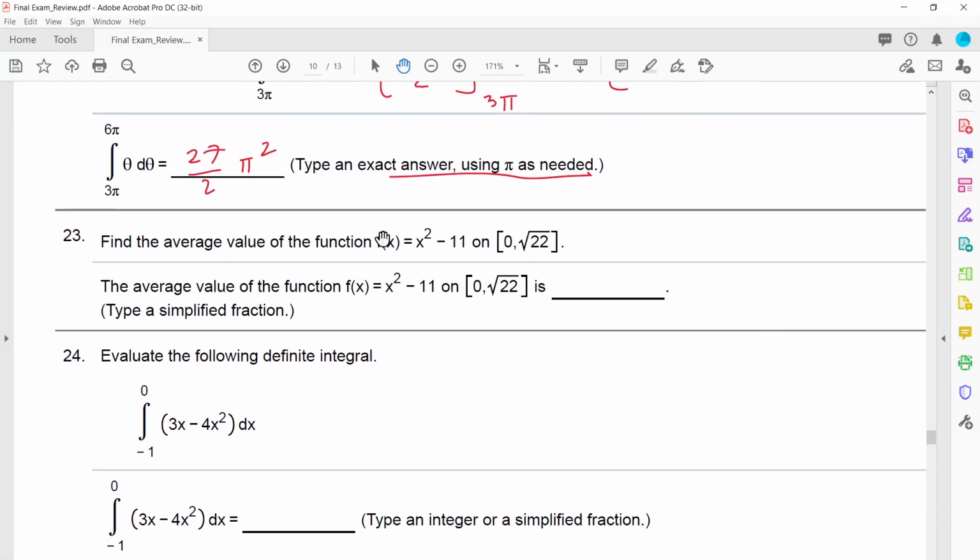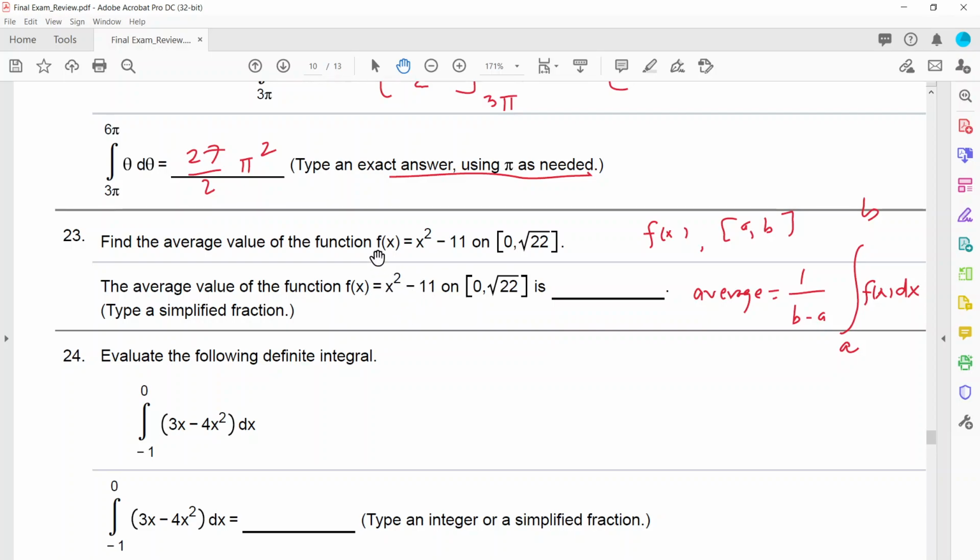Find the average value of the function. You need to know the formula for the average value of any function f of x on the interval a to b. You can find the average value by using this formula: the average is 1 over b minus a times the integration of that function f of x from a to b. If you find the integration, that will help you to find the average value.